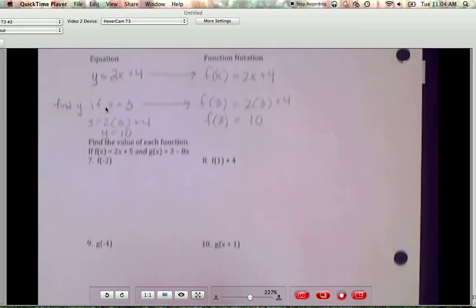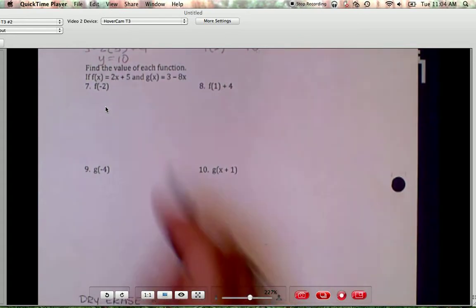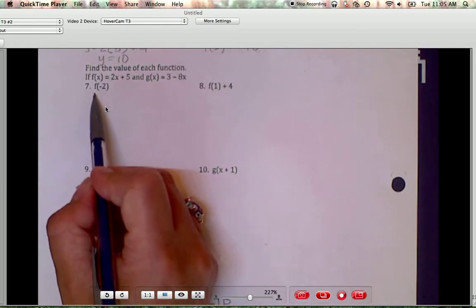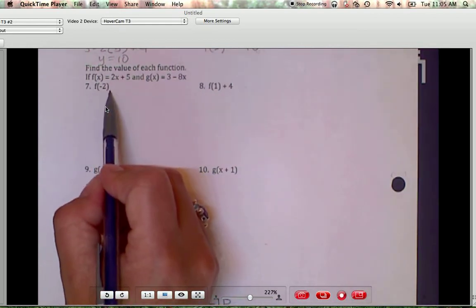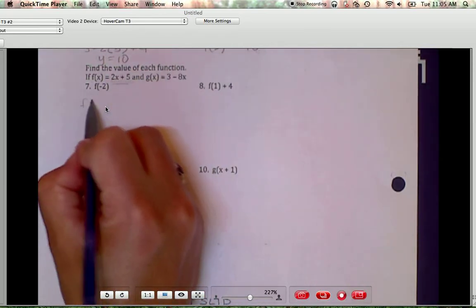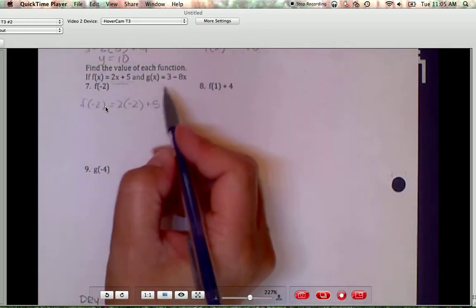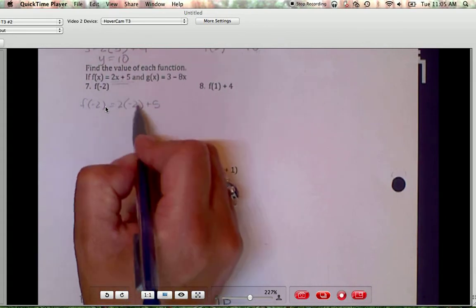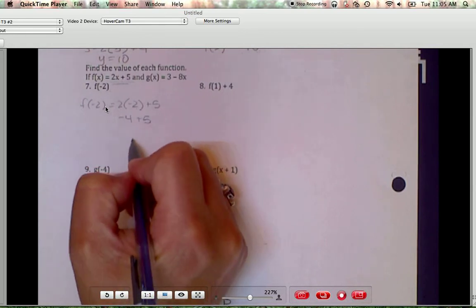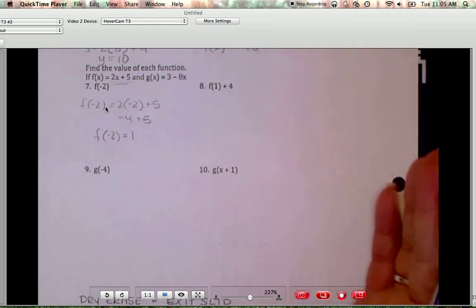So let's practice that a little. It says find the value of each function, if f of x equals 2x plus 5 and g of x equals 3 minus 8x. If we want to find f of negative 2, the first thing you need to be sure of is that you're looking at the right function, the f function. So f of negative 2 would simply be 2 times negative 2 plus 5. We're just putting the negative 2 in place of this x. And then you find the value of it. 2 times negative 2 is negative 4. Negative 4 plus 5 equals 1. So f of negative 2 equals 1. That's it. That's all there is.